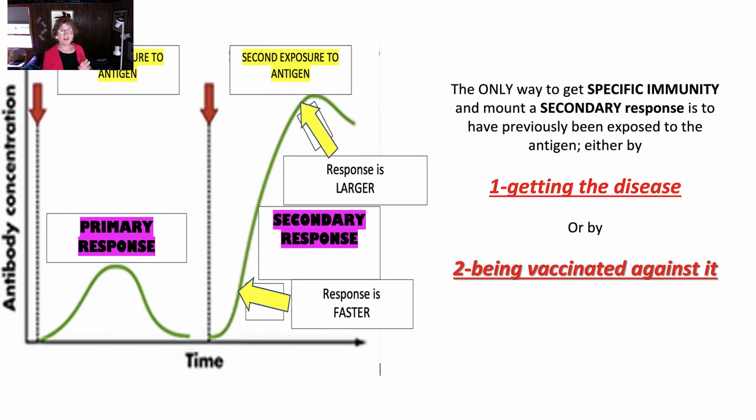The only way to get a specific immune response and to mount that secondary immune response is to either having previously been exposed to the antigen and having gotten the disease, or getting exposed to the antigen by being vaccinated against it. And we'll talk more about vaccines. And please ask me about vaccines.